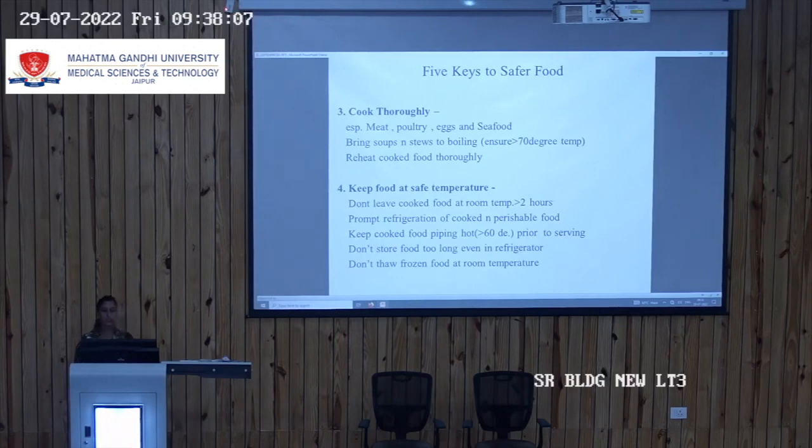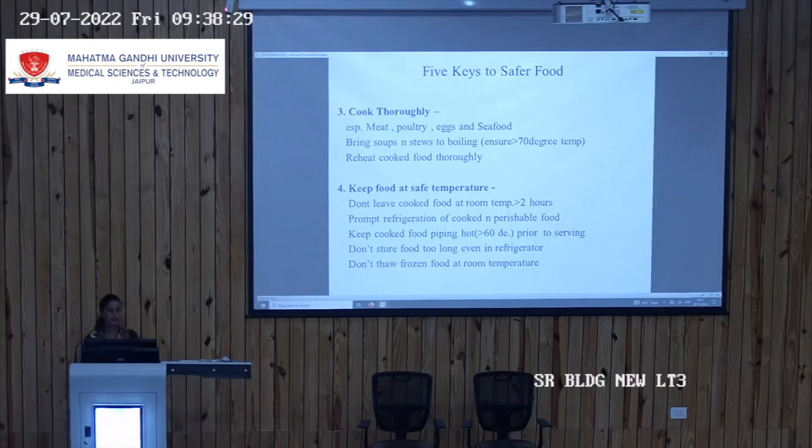Then cooking, it should be done thoroughly. Meat, poultry, eggs and seafoods should be cooked thoroughly. Bring soups and stews to boiling. Reheat cooked food thoroughly, and consumption of half cooked food, especially seafood, should be avoided.